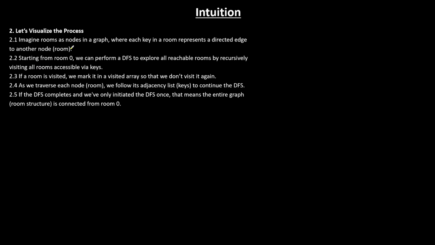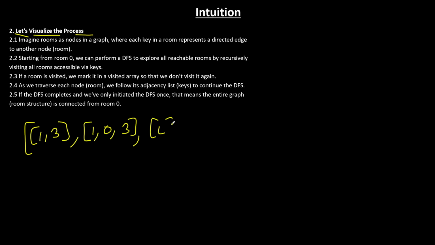Now let's visualize the process. I will take an example first of all. Let it be 1, 3. Then 1, 0, 3. Then let it be 2 only. Let it be 0. That's all. So we understood that this represents rooms. This is room 0, for which you already have the key to enter. This is room 1, this is room 2, this is room 3. So let's start this way.